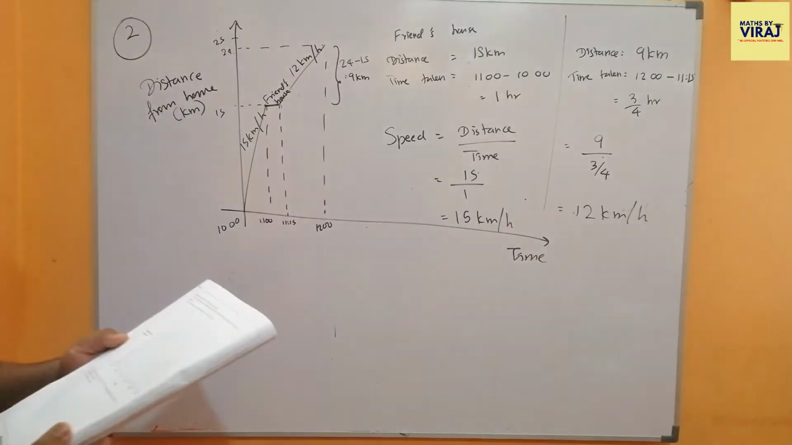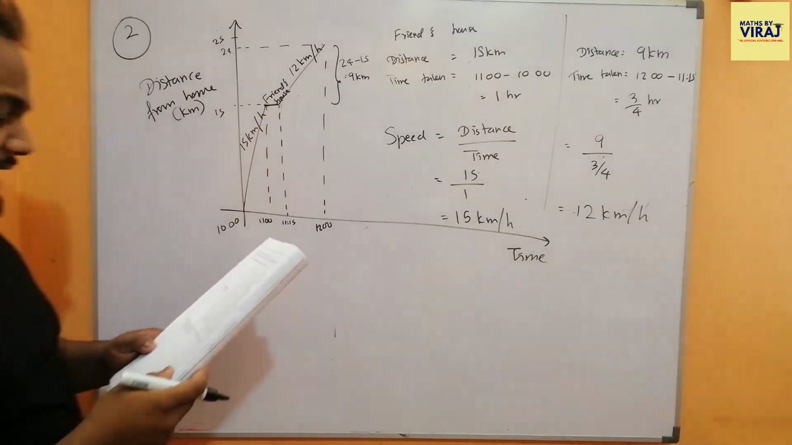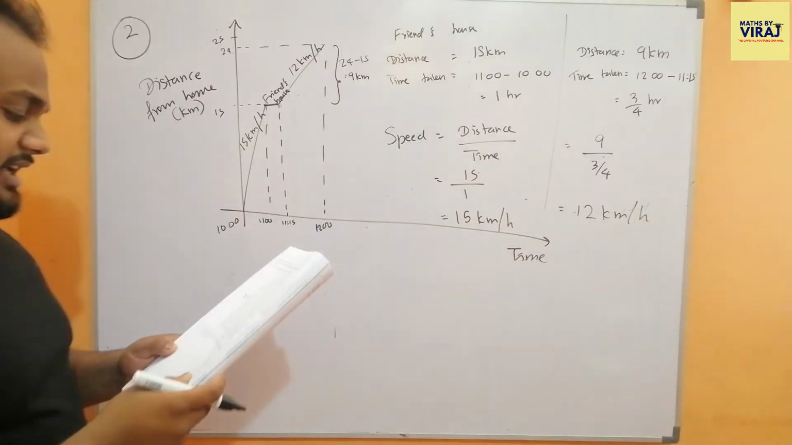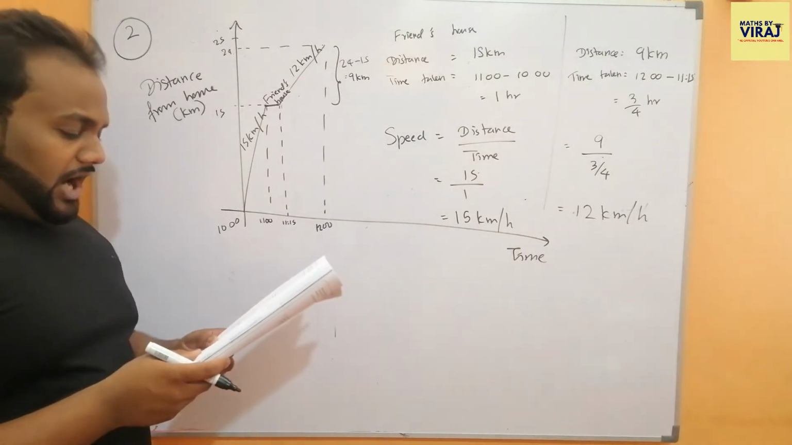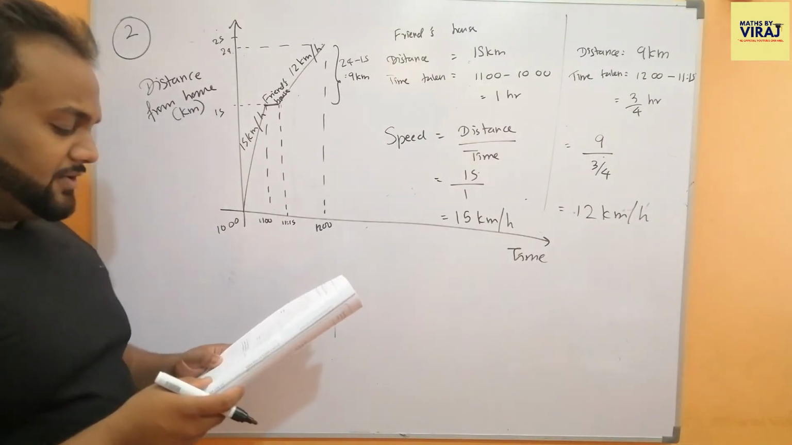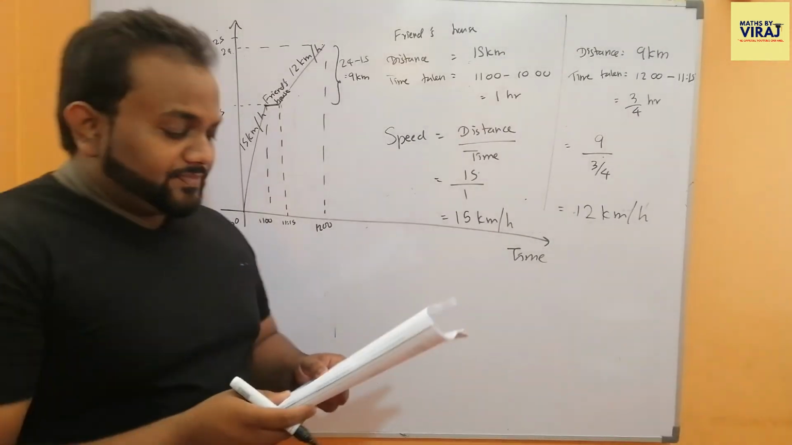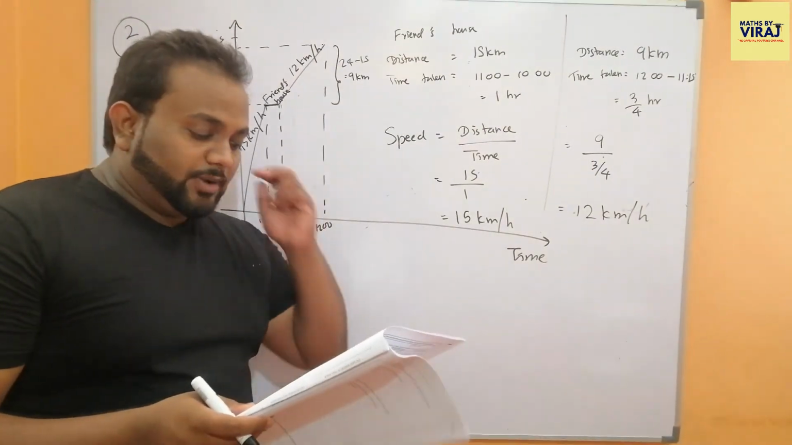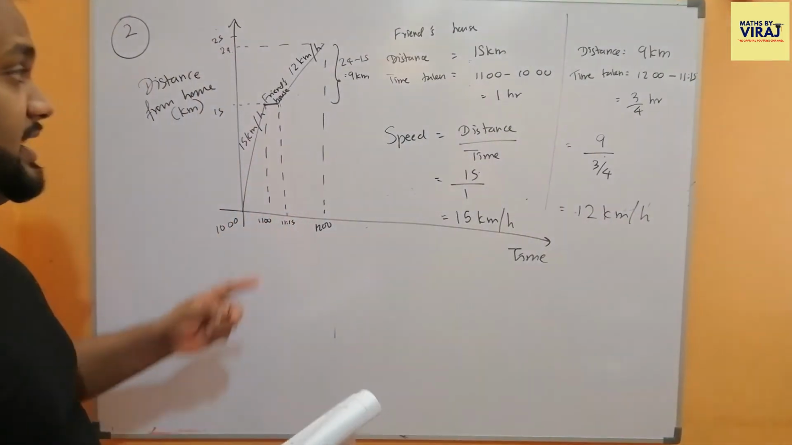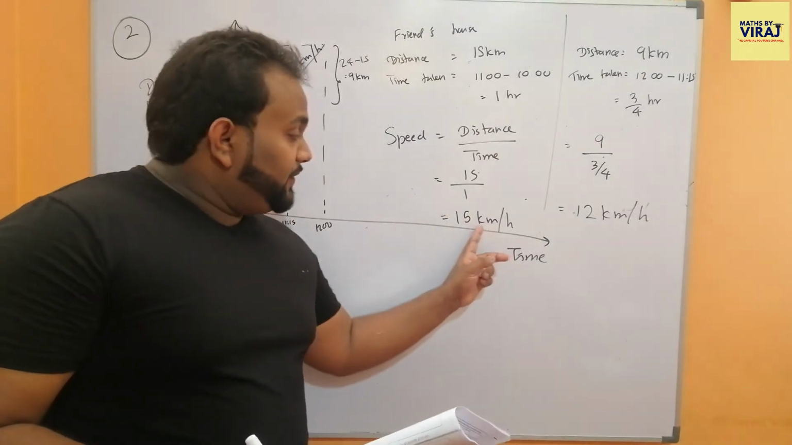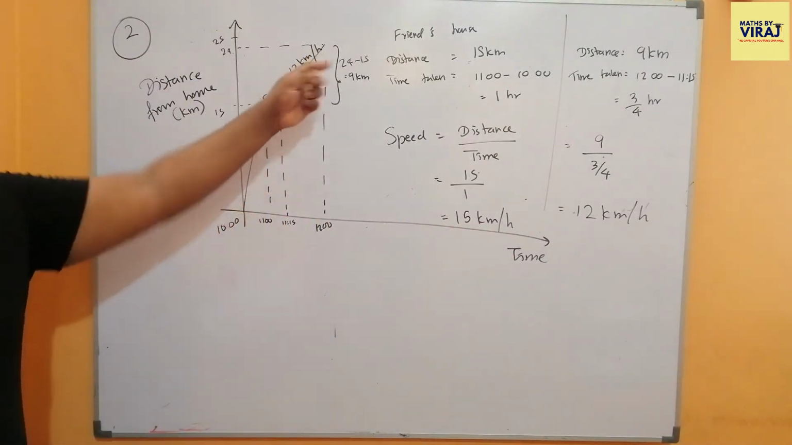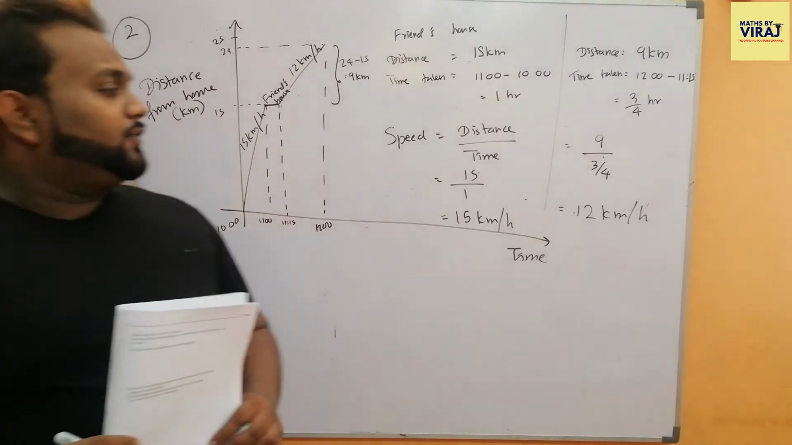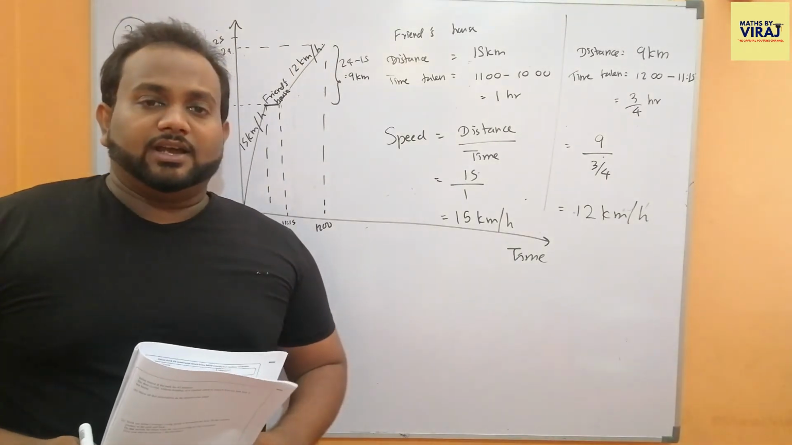So the answer for question number 2 part A: on her journey to the park did Jelena cycle at a fast speed before or after she stopped at her friend's house? Your answer should be before she stopped at her friend's house, because before she has traveled at the speed of 15 kilometers per hour. Later, she has traveled at the speed of 12 kilometers per hour.